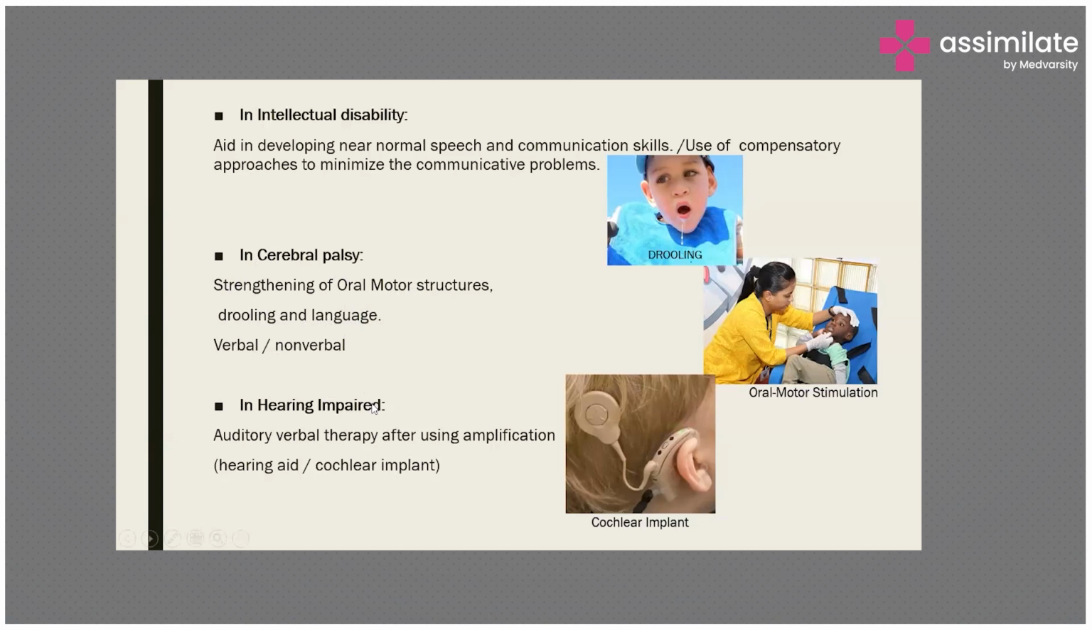In hearing impaired individuals, auditory verbal therapy. Of course, when the individual is not hearing, he can definitely communicate via gestures. But when the child starts using a hearing aid or a cochlear implant, as you can see here, in that scenario, auditory verbal therapy is recommended, wherein the child is trained to listen to speech and speak also.